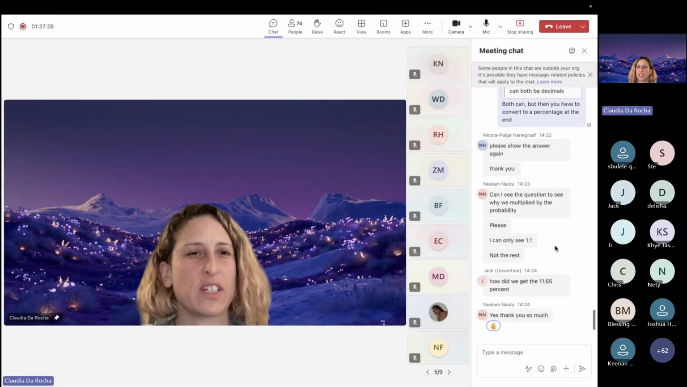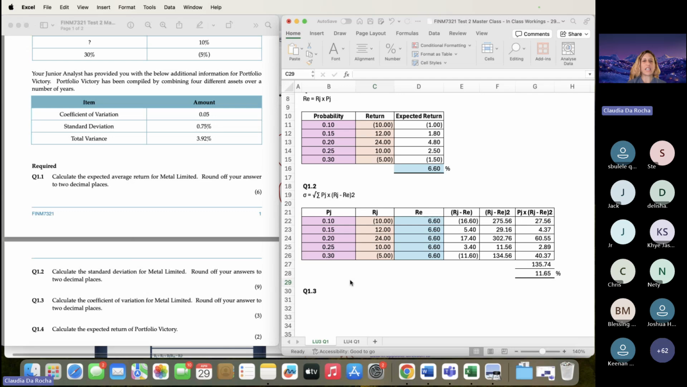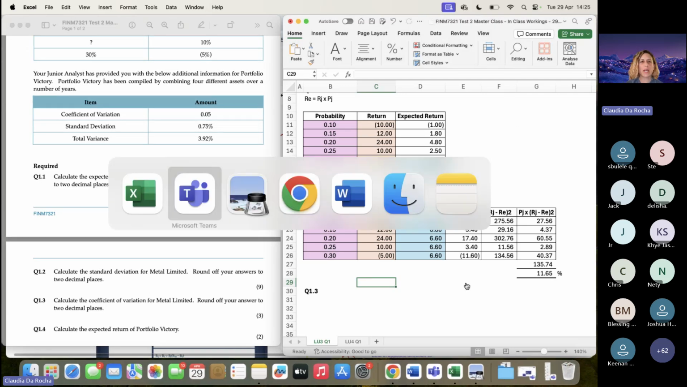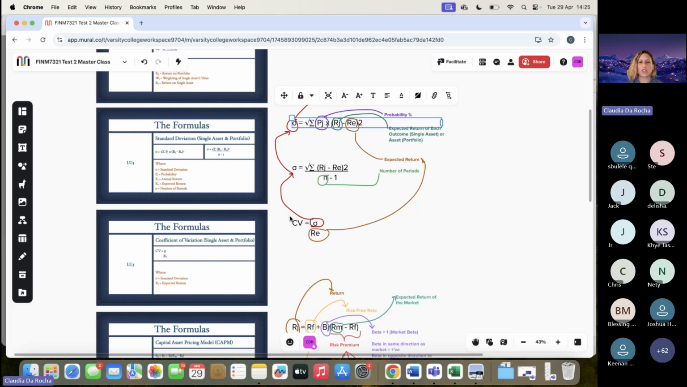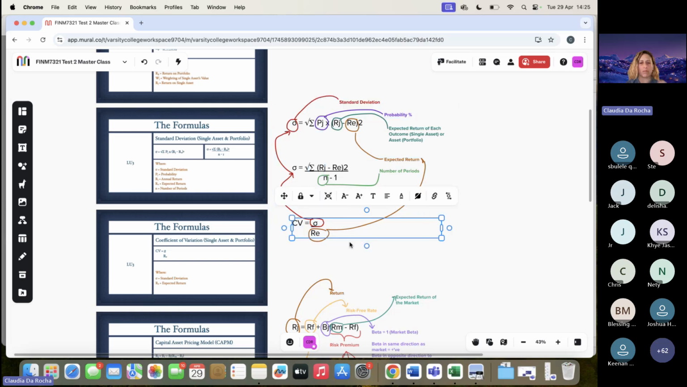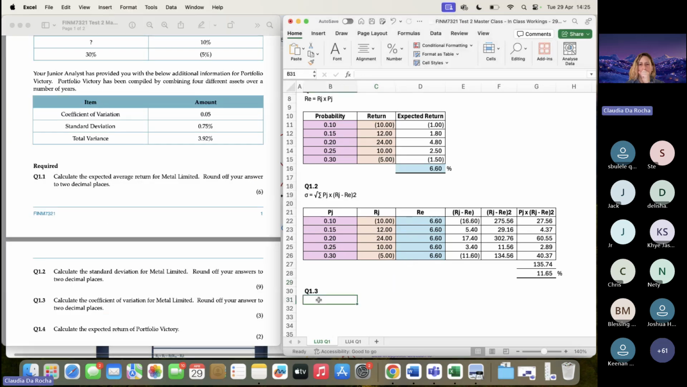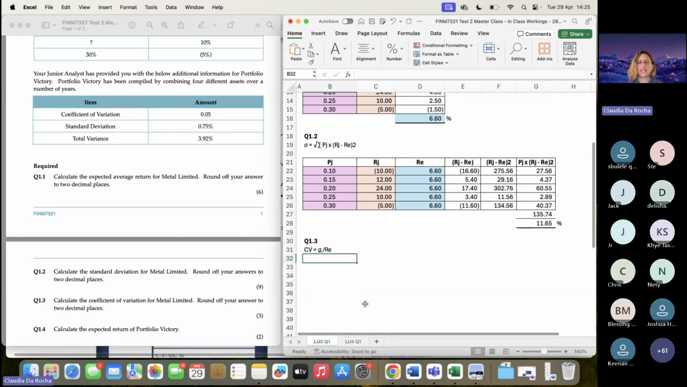Perfect. Okay. All right. Let's go to question 1.3. So it's calculate the coefficient of variation. Let's go back to our formula that we did. Remember, this is our formula for coefficient of variation. So it's actually divide by our RE. I'm just going to put it on one line. It's very easy because you literally take your answer from here and divide by that one.